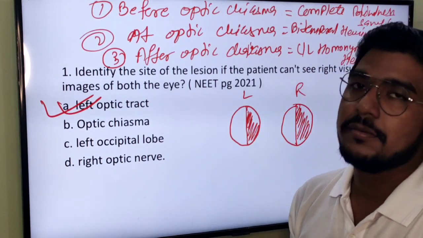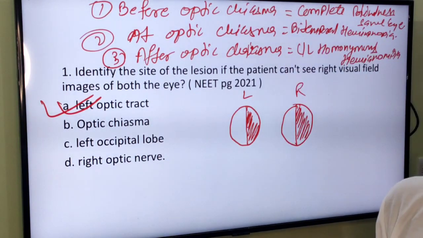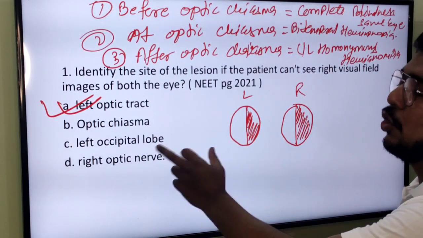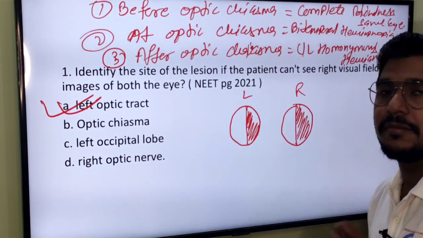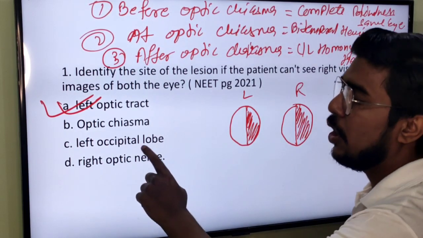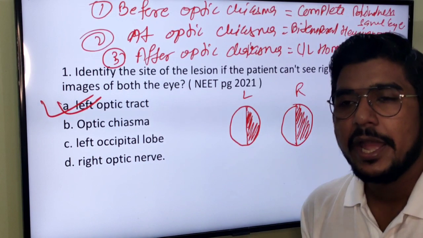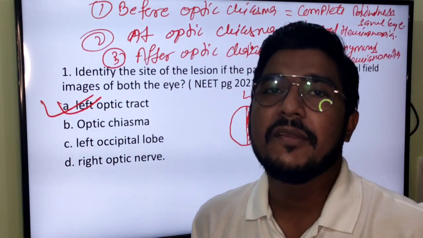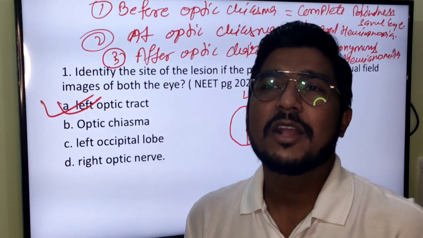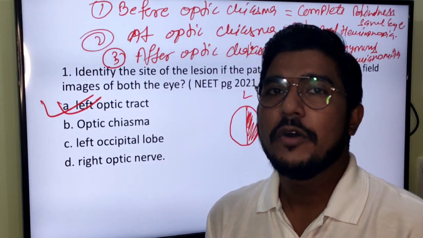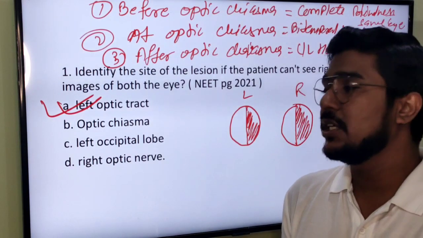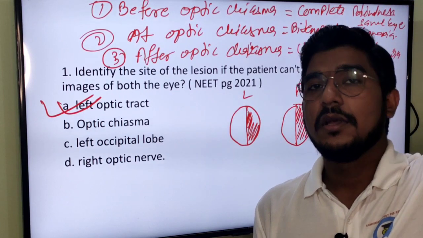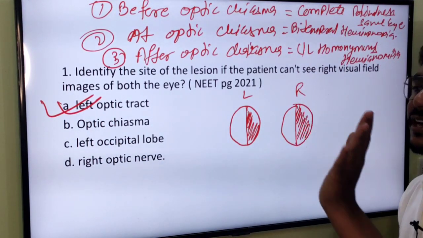Left occipital lobe. You can get confused by the left occipital lobe because it is quite posterior. It is also after the optic chiasma, but it is quite posterior, and there is something called the macula sparing thing, right? The macula sparing will be there. So obviously all the fibers are not actually injured in this left occipital lobe because it is very posterior. So that's why the answer here is optic tract only.